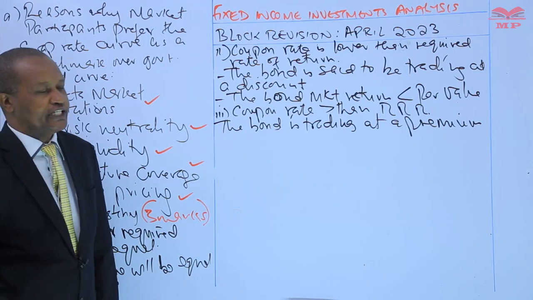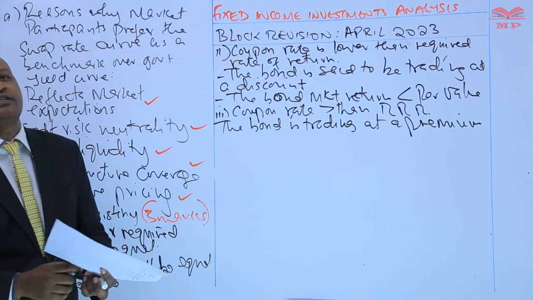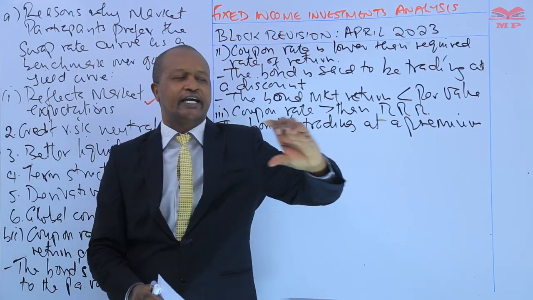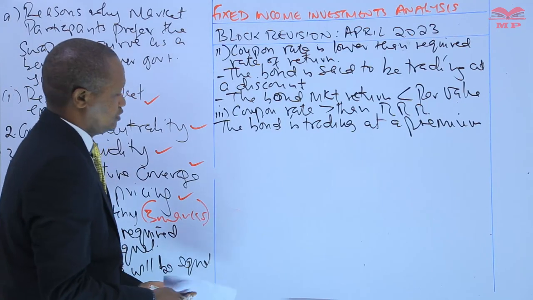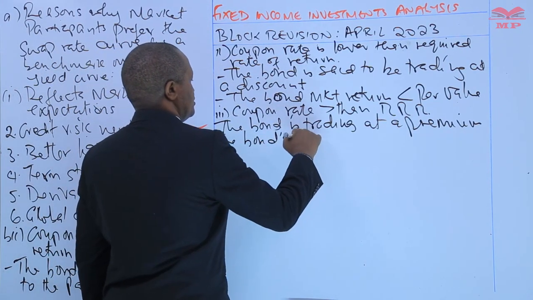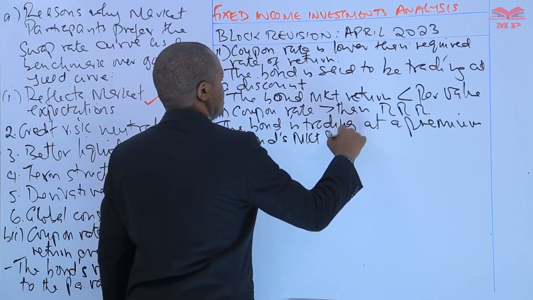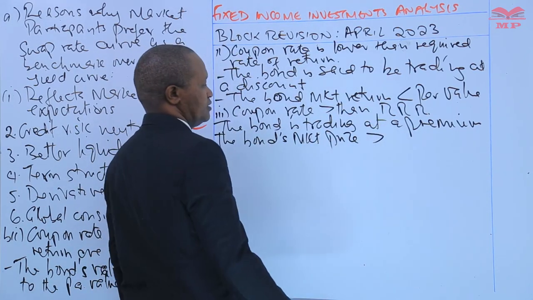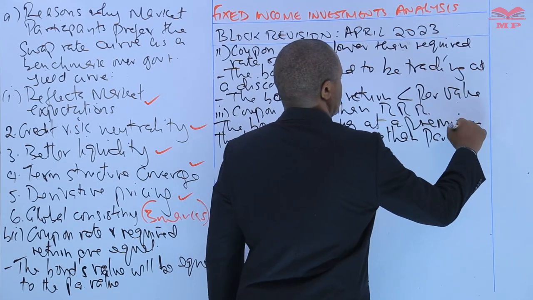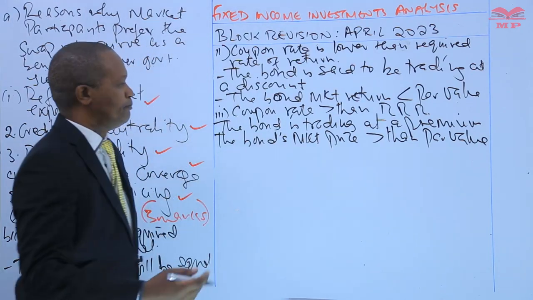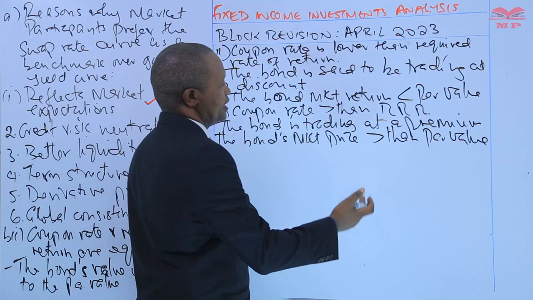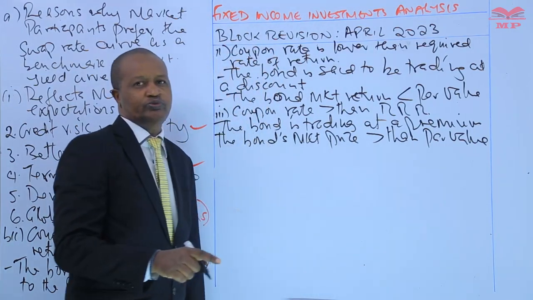The bond is trading at a premium, and in this case, the bond's market price will be higher than its par value. The bond's market price will be higher than par, than its par value. Where the bond is trading at a premium, the bond's market price is higher than its par value.